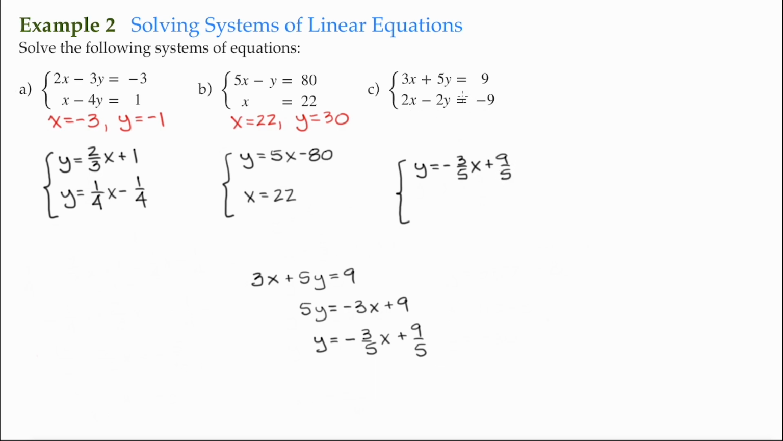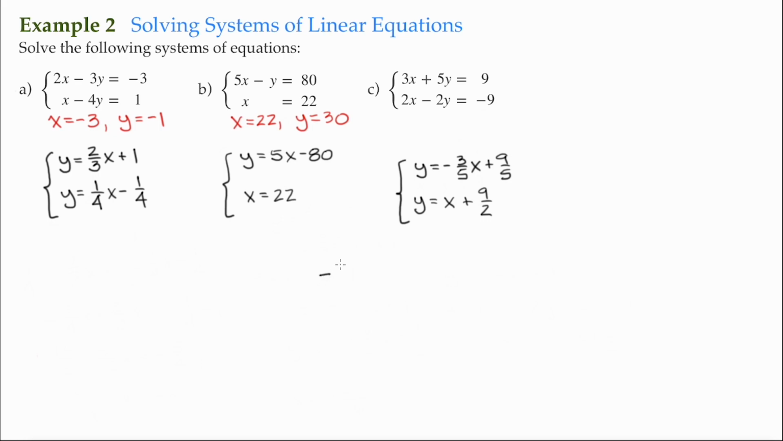Do the same for the second equation. 2x minus 2y is equal to negative 9. Solving for y, negative 2y is equal to negative 2x minus 9. Divide everything by negative 2. Y is going to be equal to x plus 9/2. So y is equal to x plus 9/2. So now in order to solve, we'll go ahead and we'll make these equal to each other.